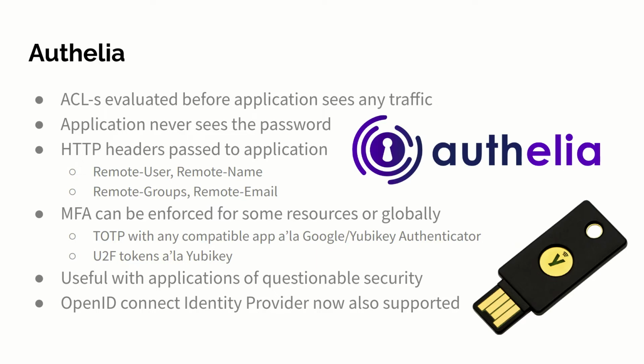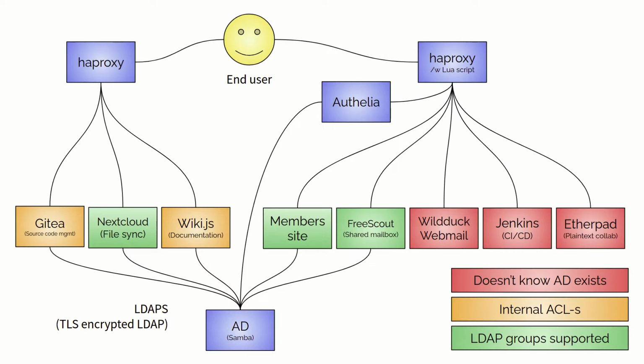Now, Authelia also recently added OpenID Connect identity provider features, so you can use it as OpenID Connect identity provider as well. But for simpler applications, the remote user approach works very well. Many applications support it, and you don't really have to think about OpenID Connect at all. So this is how we have implemented authentication at our hackerspace. We are running Gitea, Nextcloud, and Wiki.js. These are some of the applications that support LDAP out of the box. They're quite easy to integrate with the Active Directory, and everything pretty much works as you would expect.